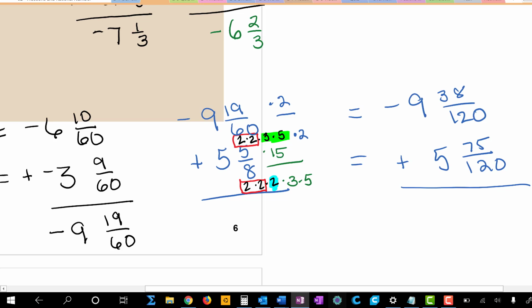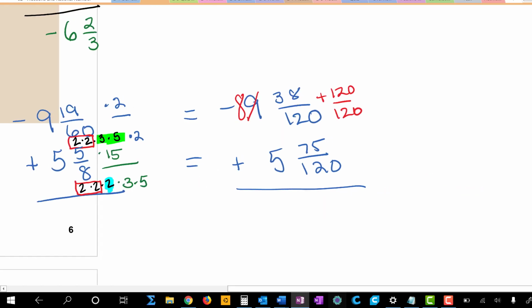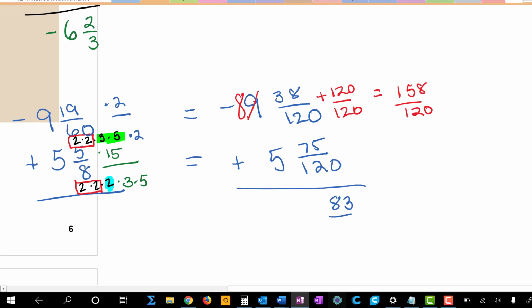Now, we're going to have to subtract because these are different signs, and we can't take 75 from 38. So we're going to have to regroup. This will become 8, and then we're going to add that one whole that we took away to the fraction 38 over 120. And that'll give us 158 over 120. Okay, so now we can subtract. So 158 minus 75, that's 83 over 120. 8 minus 5 is 3, so you get negative 3 and 83 over 120.